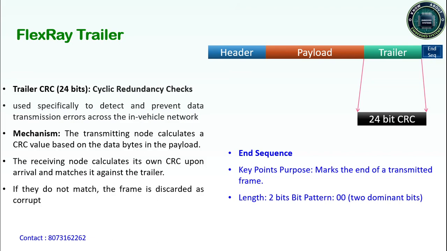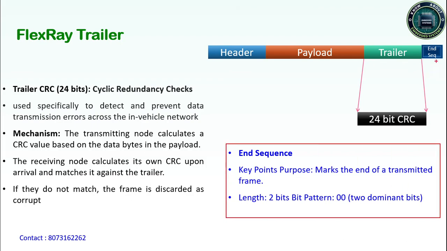Finally we have the end of sequence. This end of sequence will have 2 bits, and these 2 bits are dominant bits. You can see here, 2 dominant bits we will use in order to indicate the end of sequence.